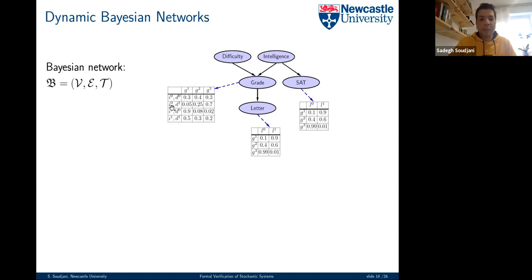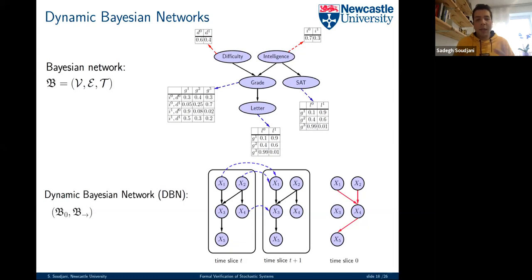So that's why we have a 4x3 table, which gives us these conditional probabilities. The same thing for this node, the same thing for this node. So for each node, we have these conditional probability tables, and also for the initial nodes, difficulty and intelligence, we have tables which assign probabilities to the different possible values. So summarizing, we have two types of information: qualitative, which indicates the dependence or independence, and quantitative, which gives us conditional probabilities for these variables.